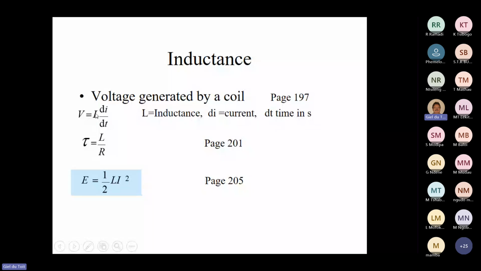So L is the inductance. If it was 1 Henry and the change in current was 10 ampere, and we do it in 1 second, then the voltage will be L times di, which is 1 times 10. So the voltage we will generate will be 10 volt. It's always a negative voltage. The voltage in this formula specifically is always negative.